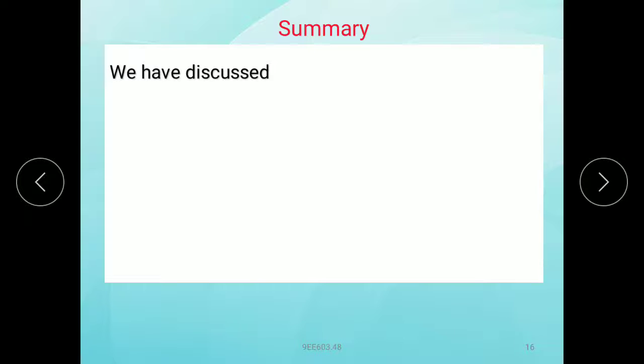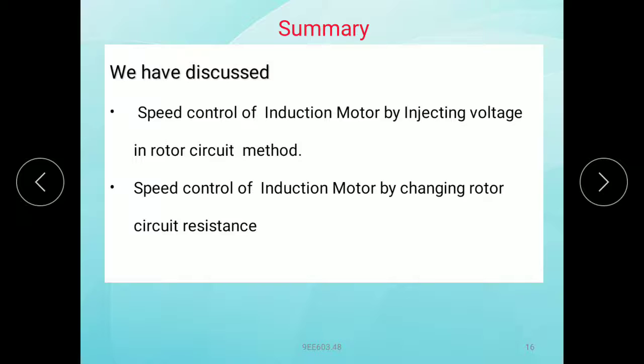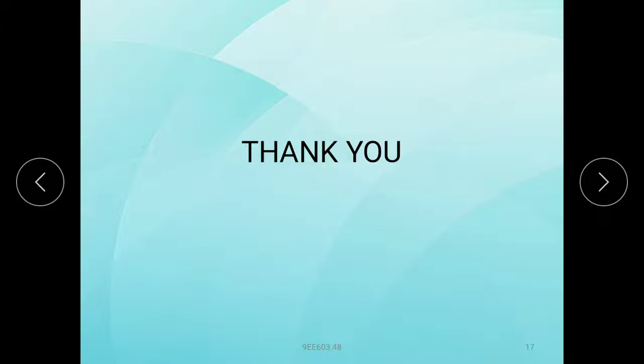Summary. We have discussed the speed control of induction motor by injecting voltage in the rotor circuit method, and the speed control of induction motor by changing the rotor circuit resistance.